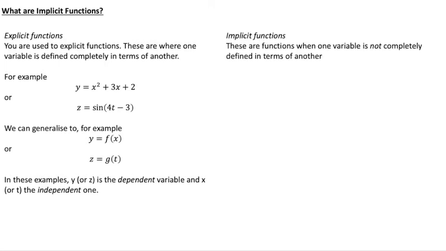So, implicit functions are functions where one variable is not completely defined in terms of another. So the function is in a sense implied. For example, we have x squared plus y squared equals 4, and you might recognise that as the equation of a circle. I hope you recognise that as the equation of a circle, in fact.